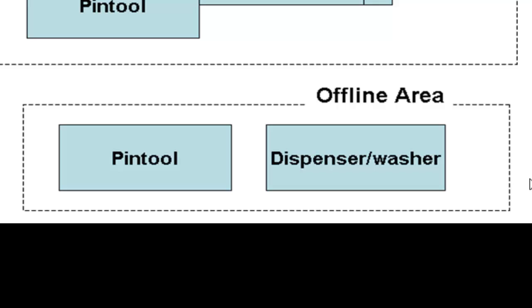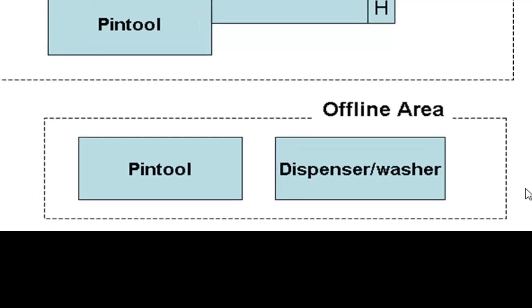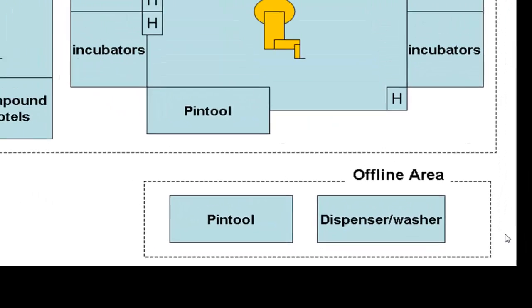Over there, as you can see at the bottom, there's a pin tool station and a dispenser, which are identical instruments to the online instruments. Over there, we'll analyze and optimize each step, to be sure that the assay is in perfect condition. This is called assay development. Only after assay development is the assay compatible for high throughput screening.